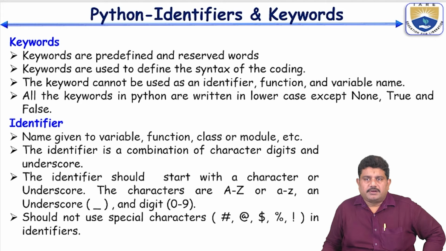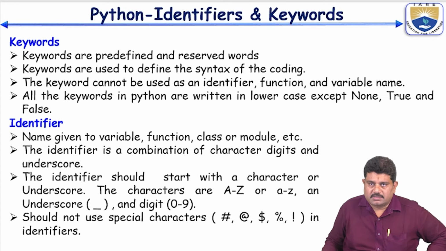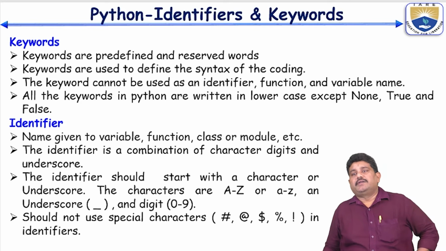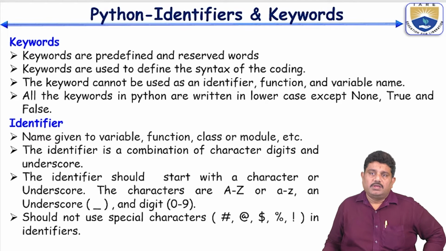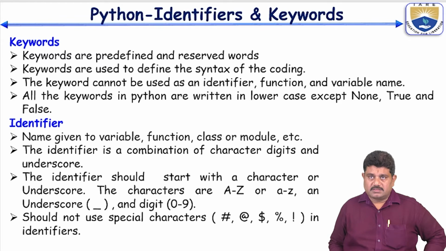And other than the underscore, remaining special symbols are not allowed in variable names. It means hash symbol, at symbol, dollar symbol, percent symbol, exclamation symbol. All other symbols other than underscore are not allowed. You should not use all these special characters other than underscore in your identifier. This is how you can also use digits in your identifier. From 0 to 9, you can use any number in your identifier. This is how you can define identifiers.